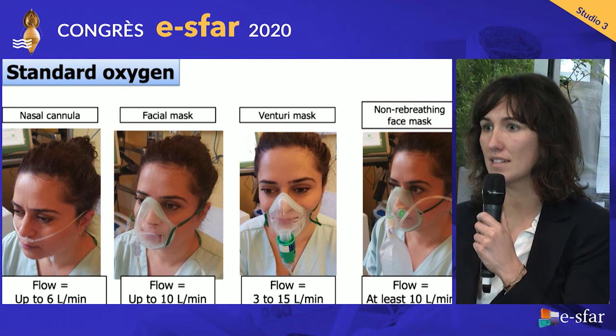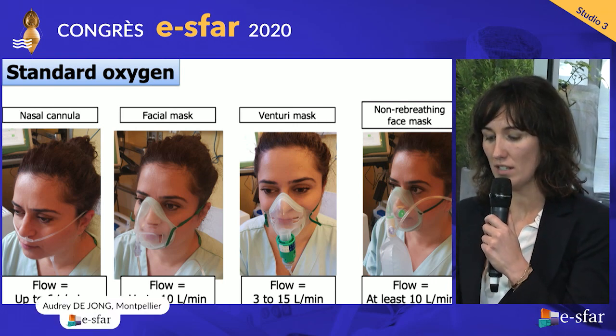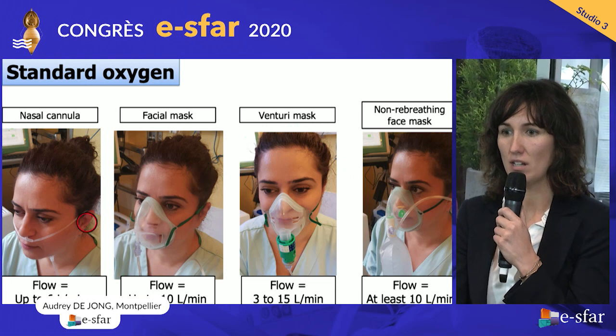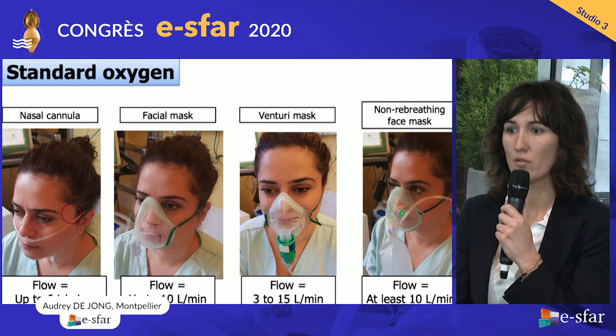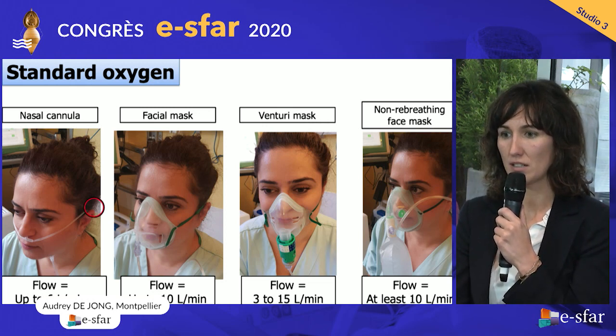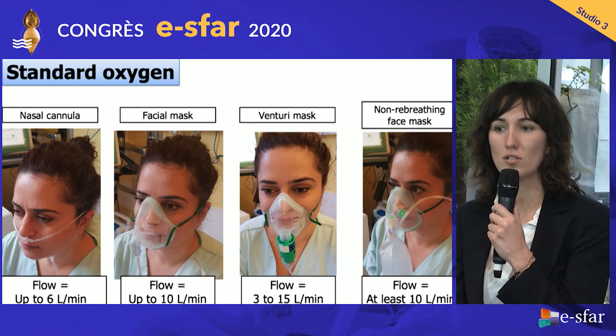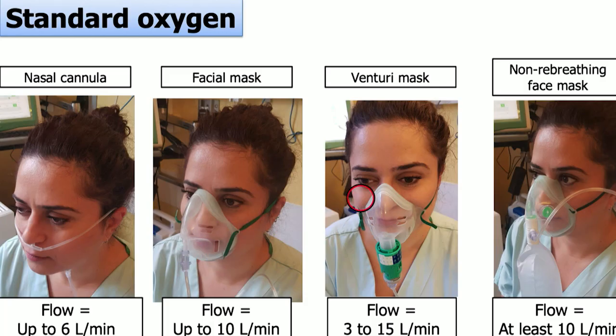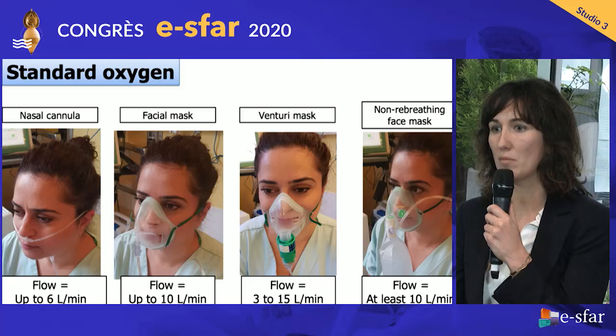So first we have standard oxygen. Standard oxygen, the first step is nasal cannula, as you can see in the picture, with a flow up to 6 liters per minute. Then you have a facial mask, and you can have a flow up to 10 liters per minute. Then a venturi mask with a valve allowing titration of FiO2 received, and so the flow is set from 3 to 15 liters per minute. And then at the end, the non-rebreathing face mask with a higher flow, at least 10 liters per minute.